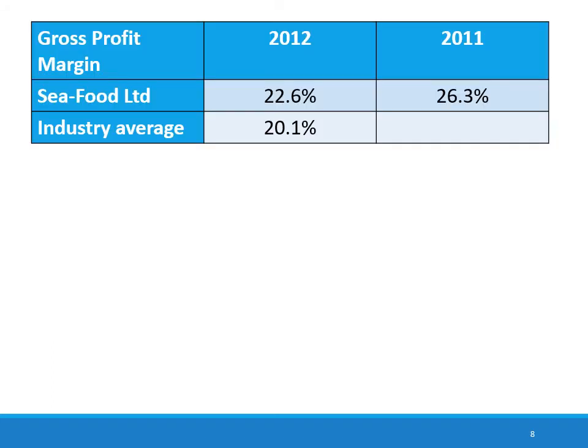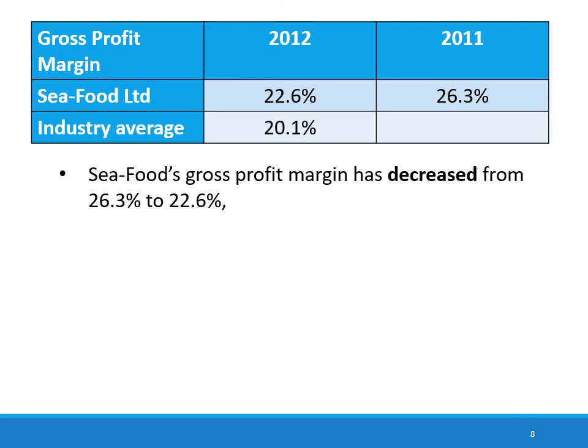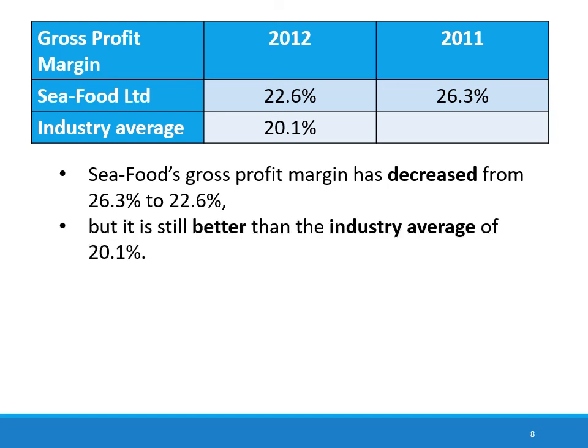Let's do both time series analysis and cross-sectional analysis, where the figures for Seafood Limited from year 2011 to 2012 are used for time series analysis and the industry average for cross-sectional analysis. Seafood's gross profit margin has decreased from 26.3% to 22.6%. So there's a drop in gross profit margin. But it is still better than the industry average of 20.1%. So comparing against the industry average, it is still better.